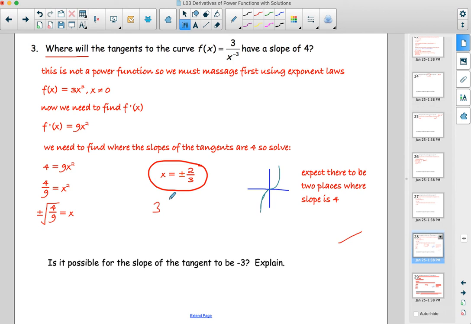Then we would be looking at 3 times 2/3 to the power 3. And that's going to give me 3 times 8 over what, 27? And that is 8 over 9. And then when we plug in negative 2/3, we'll get negative 8 over 9. So we're 2/3, 8/9. And then we're negative 2/3, negative 8/9.